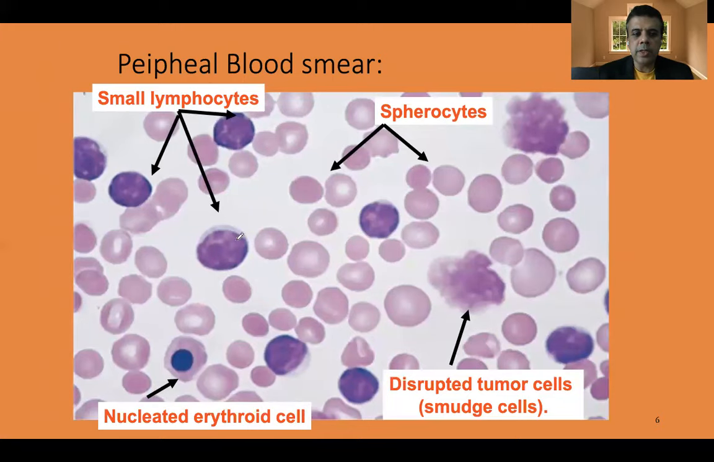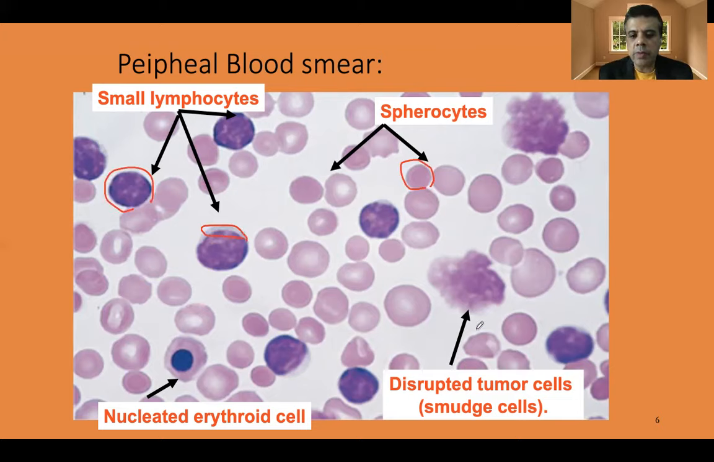So you can see the neoplastic cells are all small lymphocytes with a very scant rim of cytoplasm. And you can see some spherocytes. Spherocytes can be seen due to hereditary spherocytosis, or in any of the acquired hemolytic anemia cases. Here they are quite round rather than biconcave, and you can see the lack of central pallor, which is the characteristic of a spherocyte.